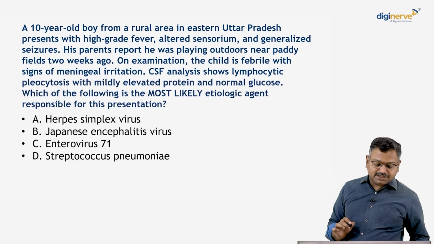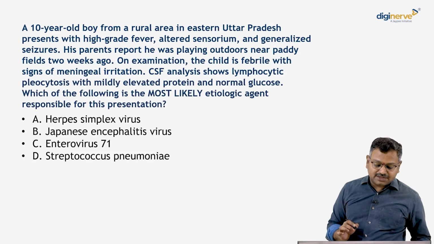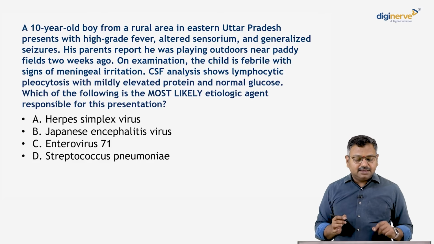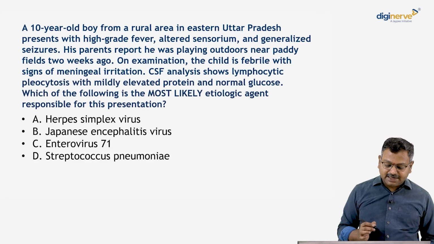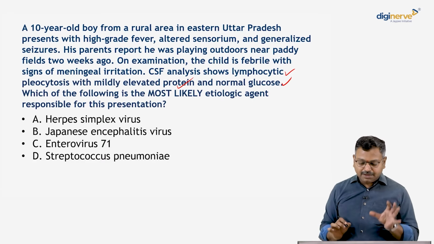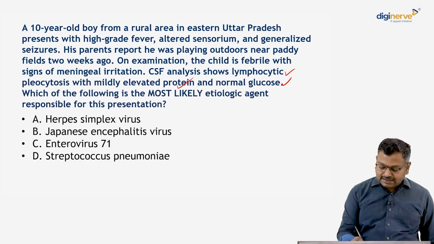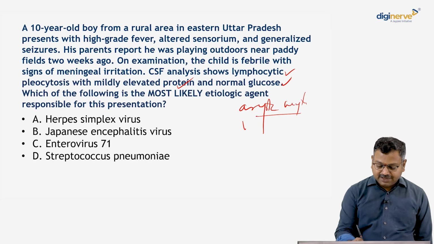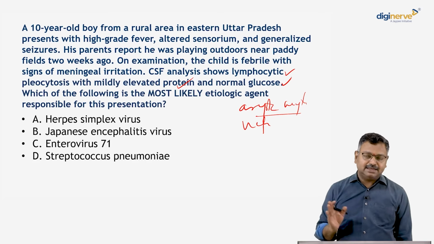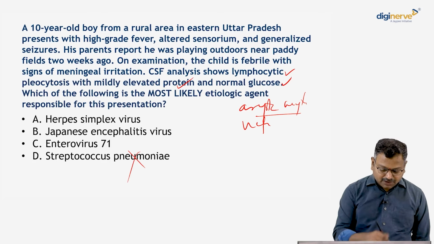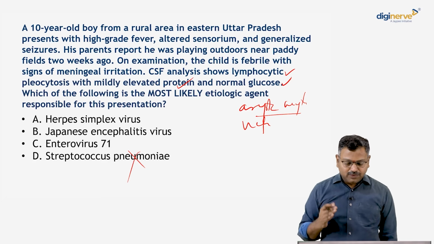A 10-year-old from a rural area of eastern Uttar Pradesh, high grade fever, altered sensorium, generalized seizures. He was playing outdoors in a paddy field. He is febrile, signs of meningeal irritation, lymphocytic pleocytosis, mildly elevated protein, normal glucose. So remember, this is a classical pattern of aseptic meningitis or a viral encephalitis where you have a normal glucose. So it's a viral cause. So HSV, Japanese encephalitis, enterovirus, streptococcus. Streptococcus is wrong.